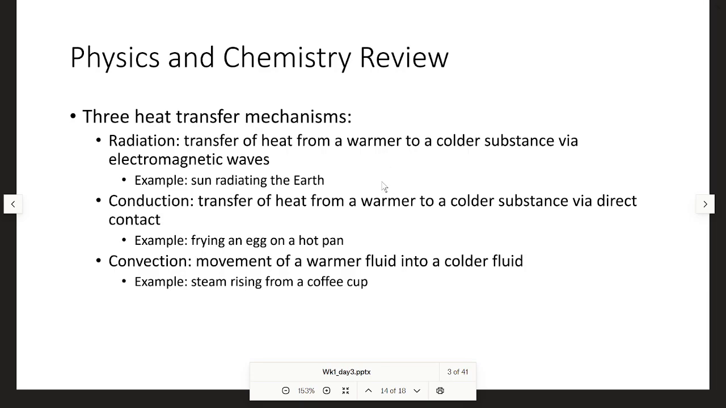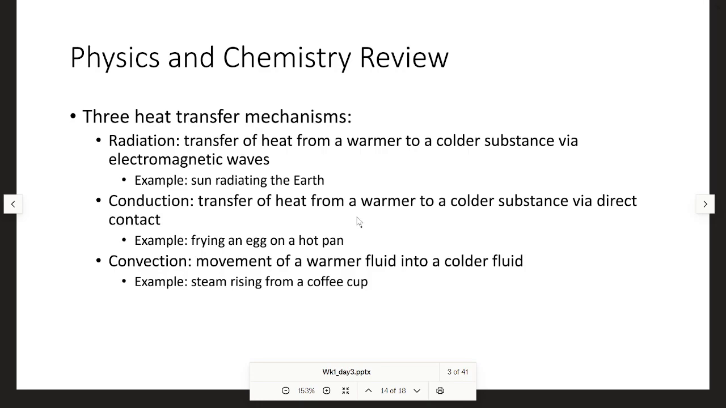Okay, conduction is the transfer of heat from a warmer to a colder substance via direct contact. So if you touch a stove, that's conduction. You're just touching something hot. So frying an egg on a hot pan, or on the sidewalk if you live in Oklahoma in the summer, that's conduction. And then convection is the movement of warmer fluid into a colder fluid.